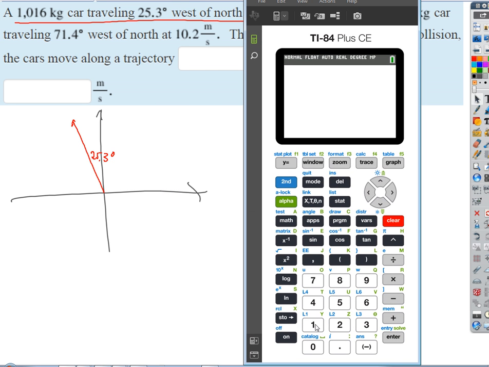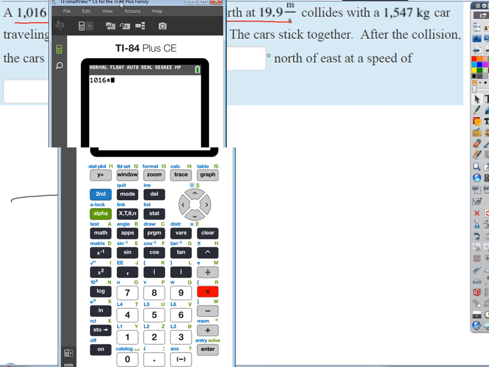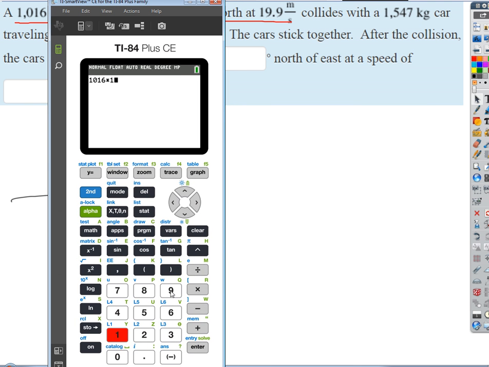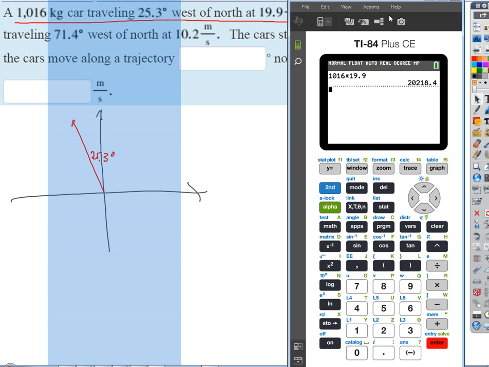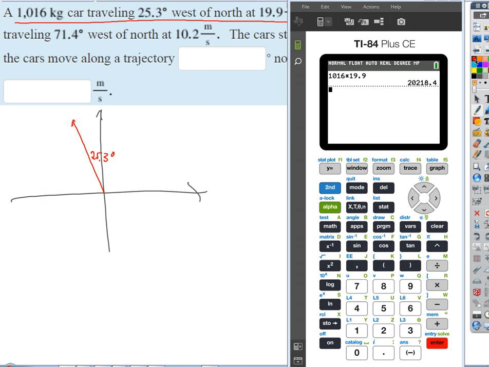Okay, I might as well get this in my calculator because we'll be using this number. So 1,016 times 19.9. Okay, there it is. Okay, so there's all we need to know for that one, right?